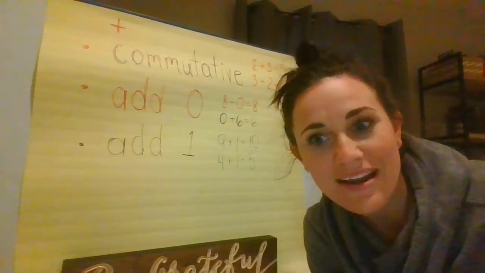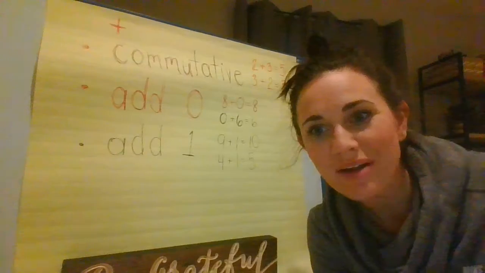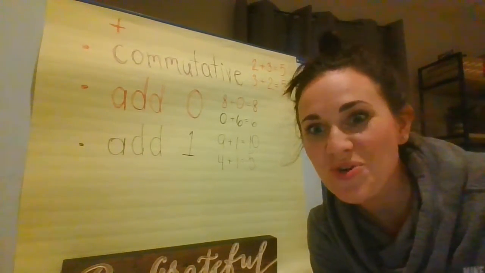So we can add any number with 0. And then when we add 1, all we have to do is count up. We count up one number. Mathematicians, you are going to rock this.